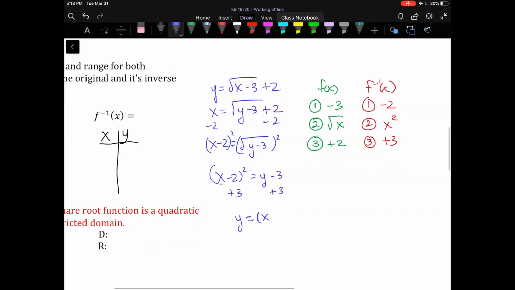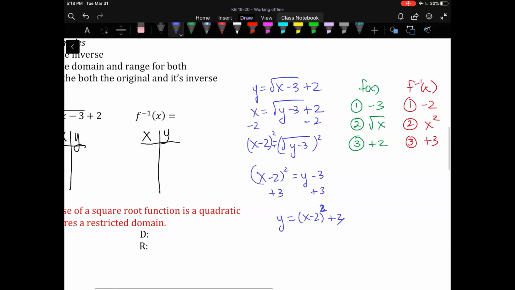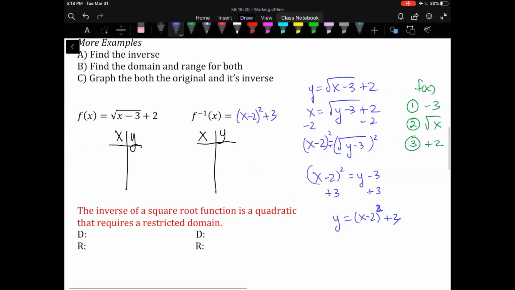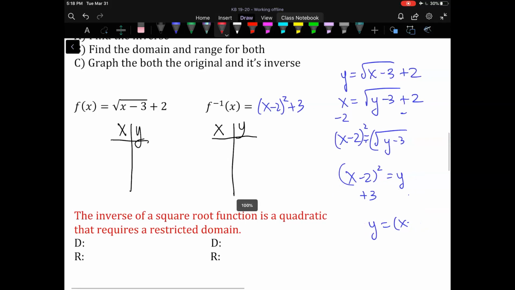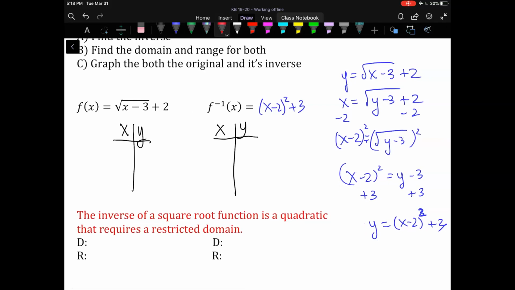We get y equals x minus 2 squared plus 3. All right, so we have x minus 2 squared plus 3. Now, before we graph, I do want to go through and find some points for our table. This is a special case, and I think it'll become more apparent once we find this information for the square root function.